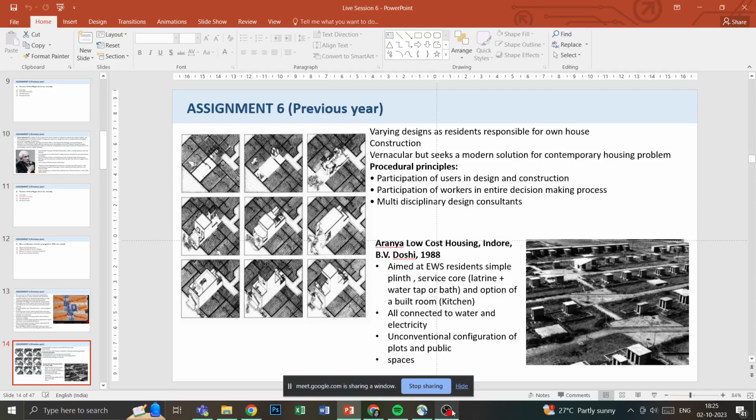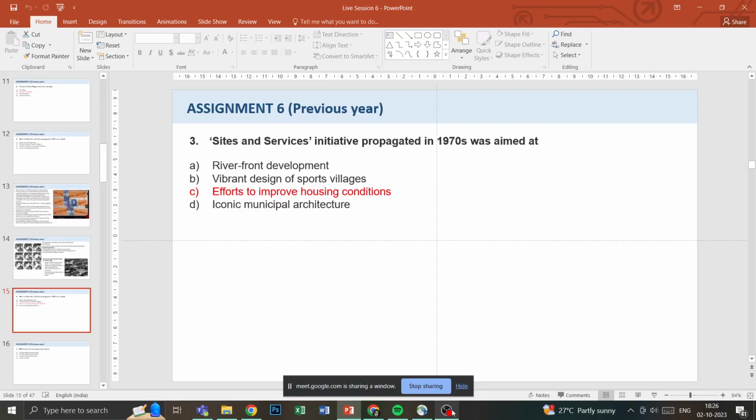What they gave in this scheme was a simple plinth, a service core with a latrine and a water tap or bath, and an option of a built room like a kitchen. All the plots were connected to water and electricity, and an unconventional configuration of plots and public spaces was given. So our answer is Sites and Services Initiative, propagated in the 1970s. It was aimed at improving the housing conditions in India.